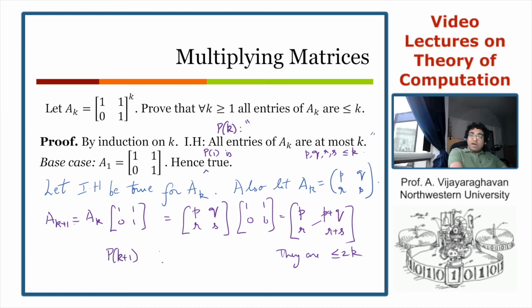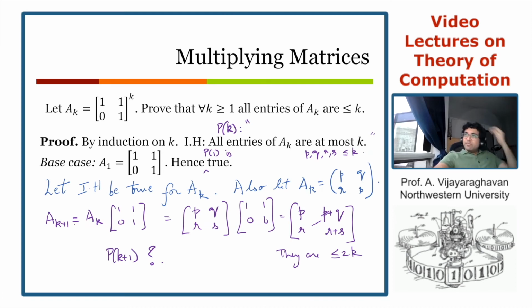So we don't know. This proof doesn't quite show that P of k plus 1 is true. So is P of k plus 1 true or not? This is not very conclusive. Okay, so maybe the statement is just false, that every entry of A^k is at most k.